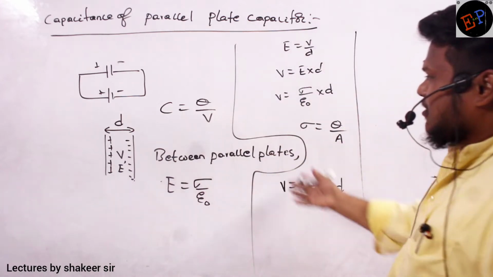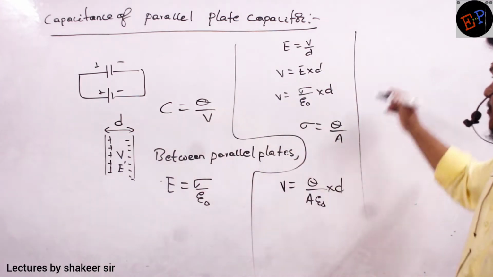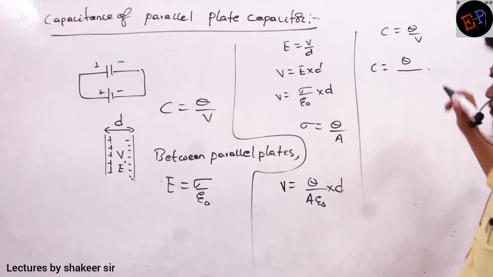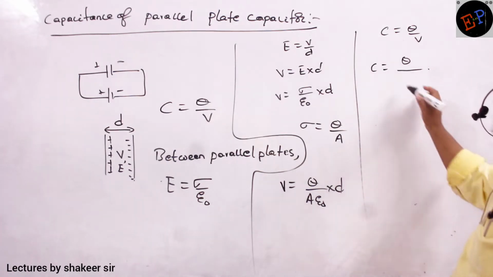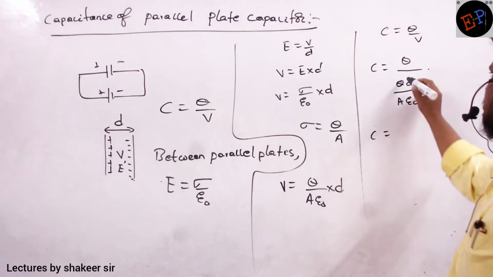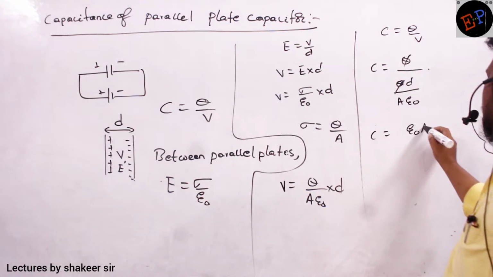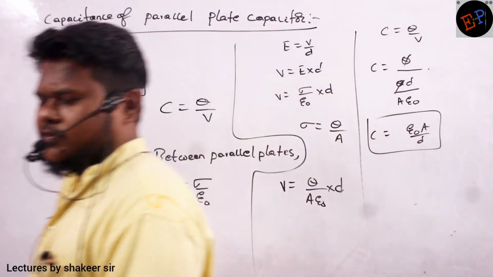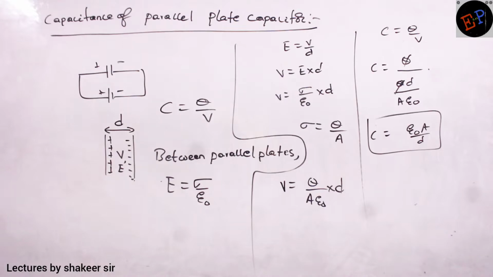So therefore, now you take all these values and substitute in this equation of capacitance. So C is equal to Q divided by, what is the equation of potential? We have calculated Q d divided by A into epsilon naught. So C is equal to Q, and Q gets cancelled. Epsilon naught A divided by d. So this is the equation to calculate capacitance of a parallel plate capacitor.